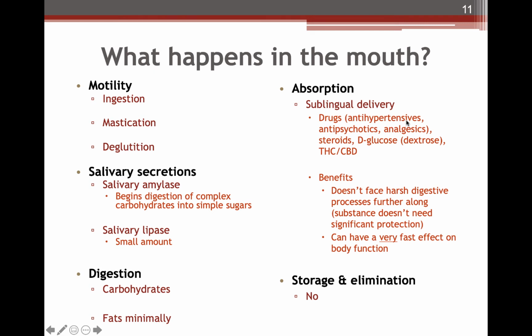Antihypertensives, blood pressure medication, antipsychotics, analgesics. Those are all medications that it would be ideal to have a very fast effect. And then THC and CBD. THC is tetrahydrocannabinol. That's the psychoactive compound in marijuana. And CBD is cannabidiol. That's the non-psychoactive compound, or one of the main ones in marijuana.